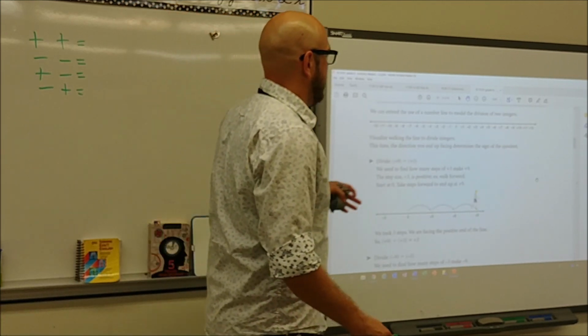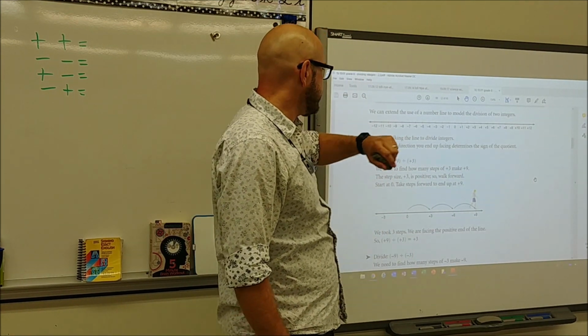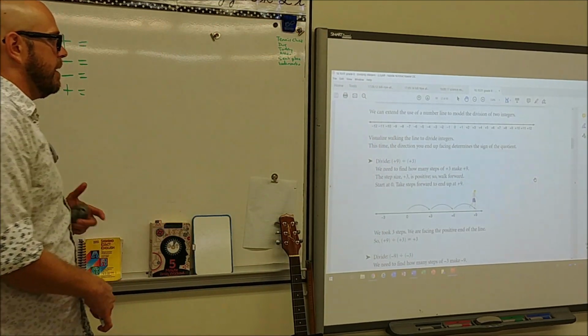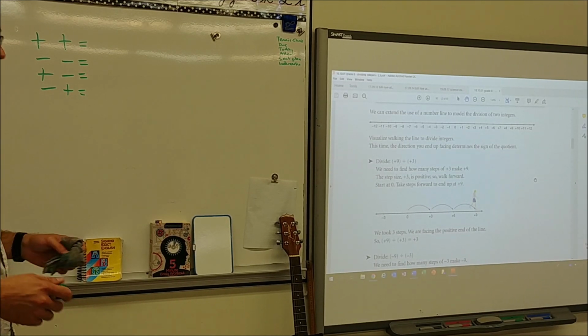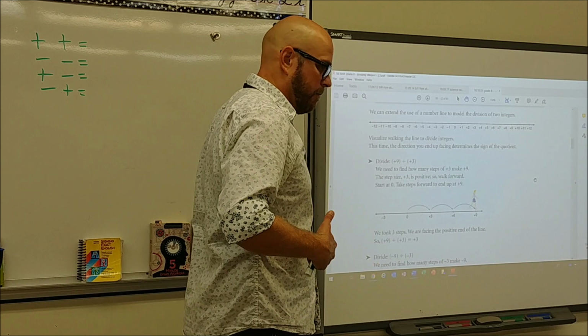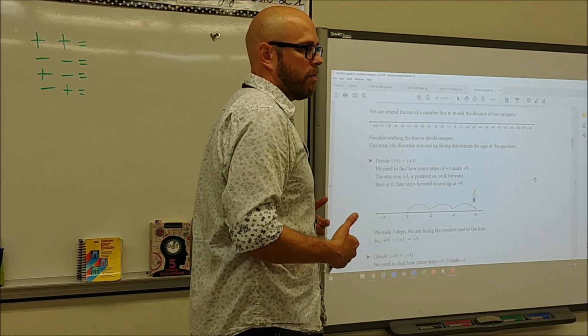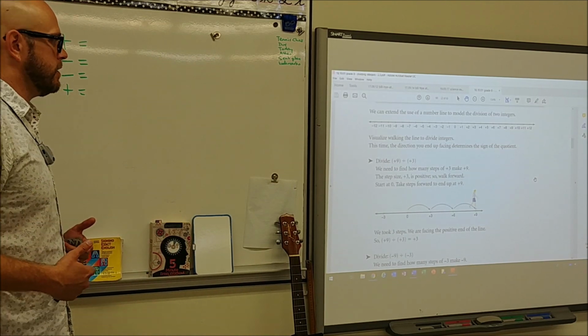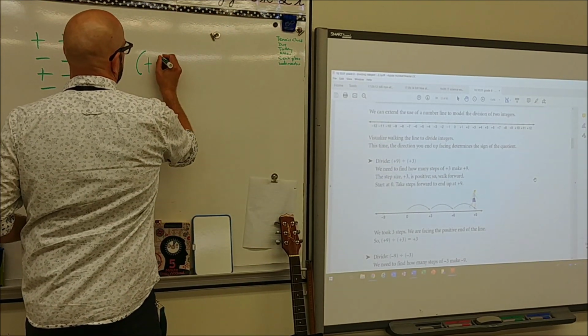Now, first we've got a number line. We've got going positive, going negative, just like a thermometer. Visualize walking the line to divide your integers. This time the direction you end up facing determines the sign of the quotient. So that means if I'm walking forward, I'm going positive. If I'm walking backward, that's a negative integer. So let's start with positive 9 divided by positive 3.